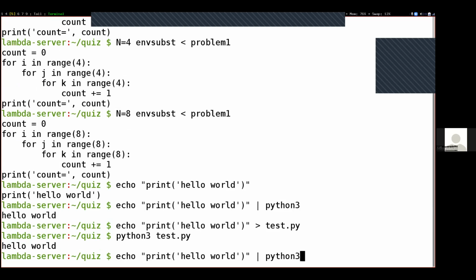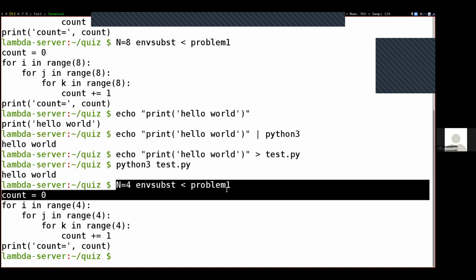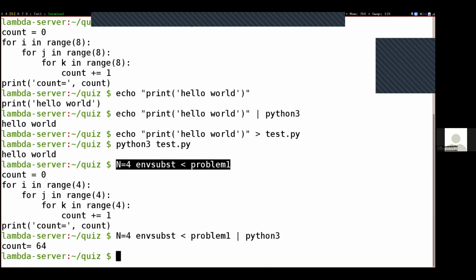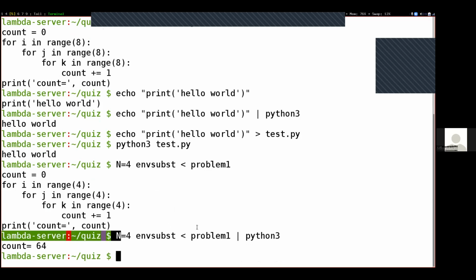If I press the up arrow to get back to this right here, this is the problem 1 statement as it's written in the quiz. Press the up arrow, pipe that to Python 3, and it tells me exactly what the actual count is for running that Python code. You don't have to grade your own quiz, but if you had the 64 there, that was the correct answer, and this is just running that problem.